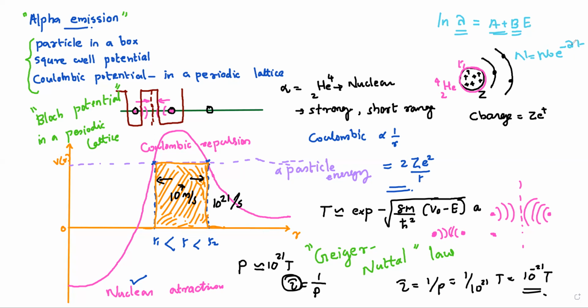Exponentially, the number of nuclei decreases as the time increases.